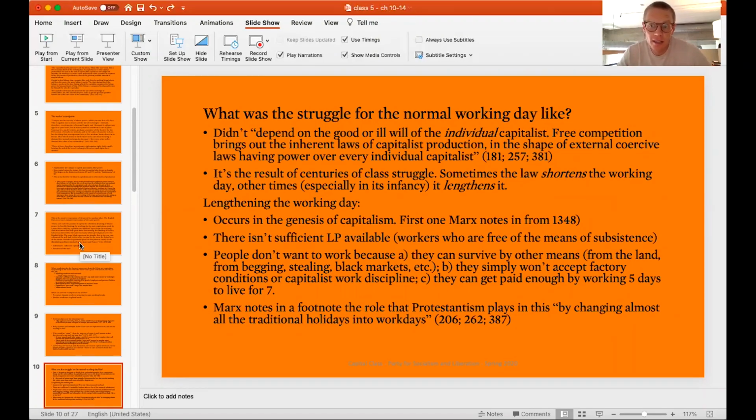And the other thing is that sometimes they can get paid for working 5 days enough to work 7 days, right? So this is also when there will be a lowering of the minimum wage, for example, so workers have to work more. And there's a footnote here where Marx notes the role that Protestantism plays in this by changing almost all of the traditional holidays into work days. So he notes here the poor law commissioners that would send poor people from the fields into the cities, and he writes about the role that ideology plays in this with Protestantism, right?